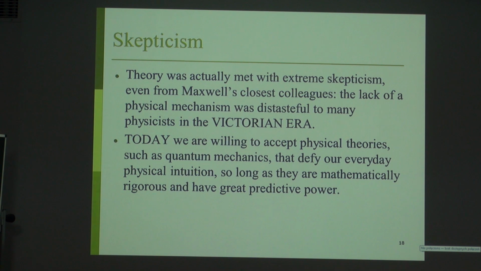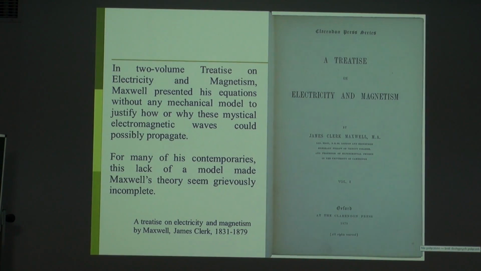So at that time he published his equations without any mechanical models, and didn't say how these mystical electromagnetic waves could possibly propagate. For many of his contemporaries, this lack of a model made Maxwell's theory seem grievously incomplete.